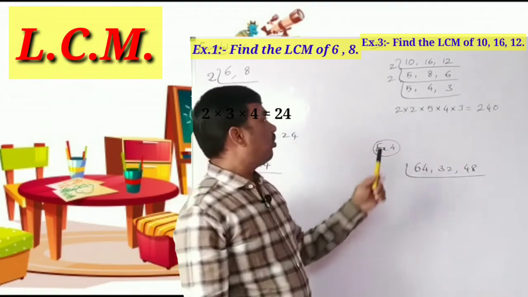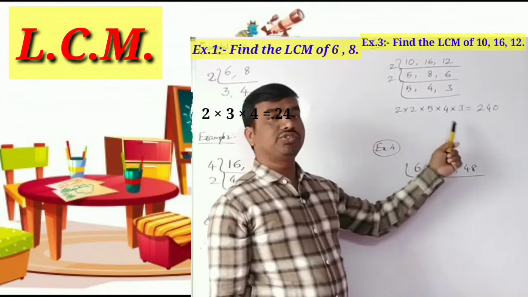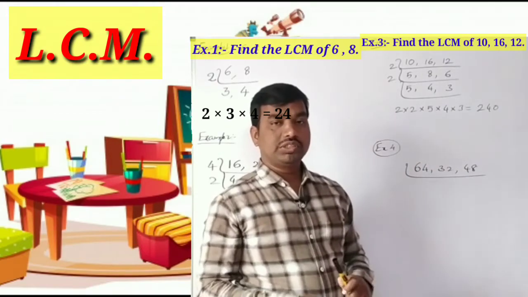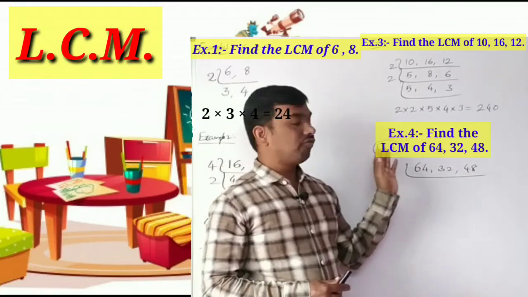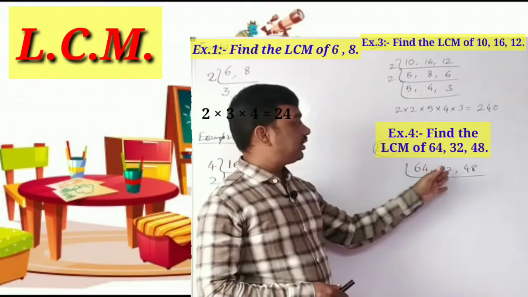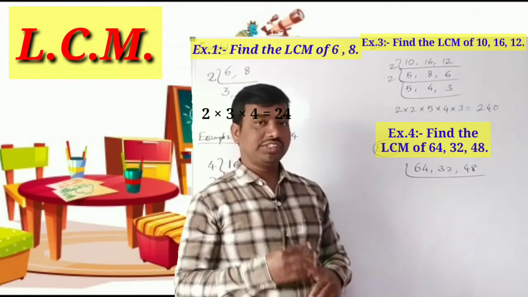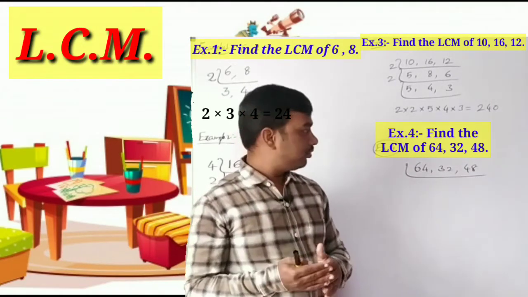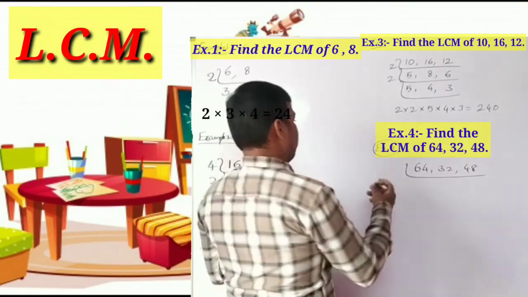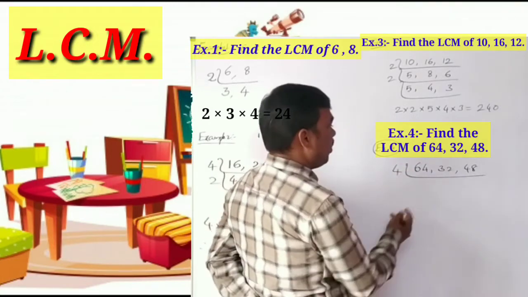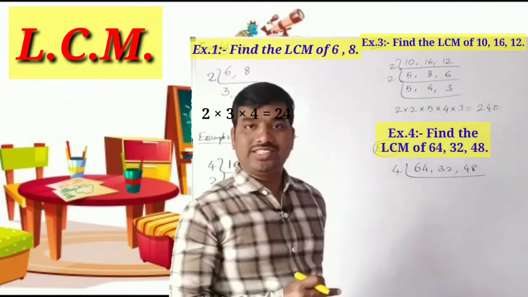So LCM of 10, 16, 12 equals how much? 240. Okay. Next, example 4. Find the LCM of 64, 32 and 48. Say, children, first we have to take 2 or 4, any number. Okay, let us take 4. By 4, this number and this number and this number, all 3 numbers are dividing.